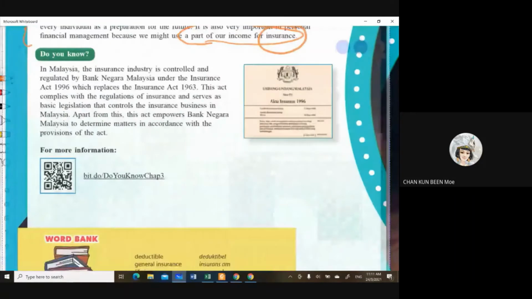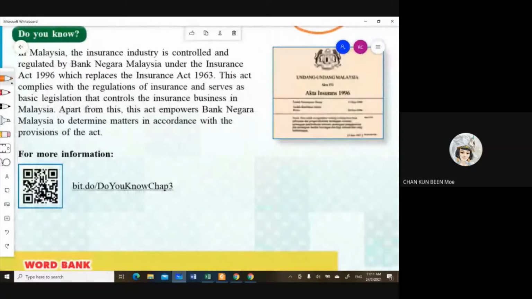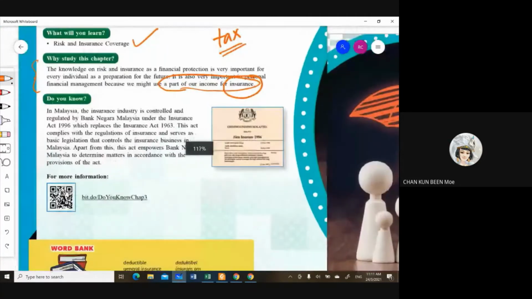Okay, do you know, in Malaysia, the insurance industry is controlled and regulated by Bank Negara Malaysia under the Insurance Act 1996. So you can see this is the act, Insurance Act. It becomes smaller.